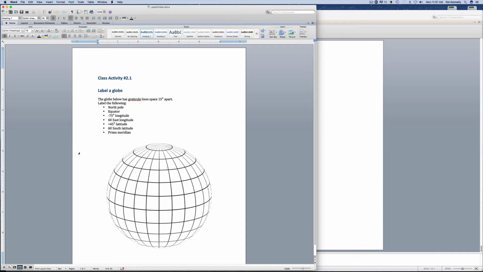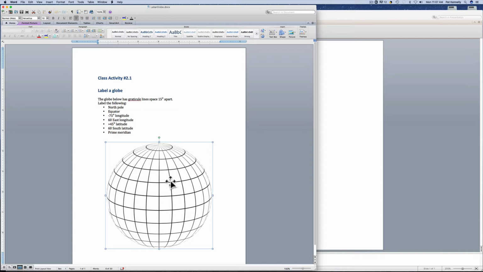In this class activity, you're given a globe with lines of latitude and longitude on it, and you're asked to label various points or lines of longitude and latitude on the globe. So I'm just going to start out by once again putting this into PowerPoint because it's just easier to draw and label in there than it is in Word.